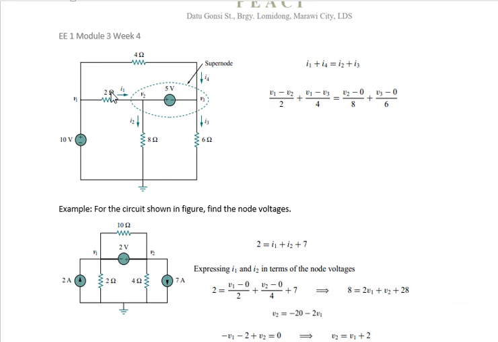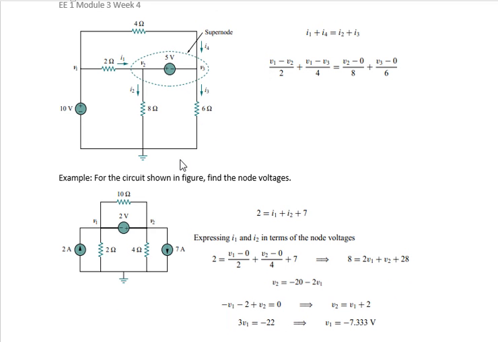So we have here, yung I1 natin is V1 minus V2 divided by 2 ohm. Then yung I4 natin is V1 minus V3 over 4, yung 4 ohm natin dito. Then yung I2 naman natin is V2 minus 0 kasi nga reference, so 0 yung voltage diyan, V2 minus 0 over 8, yung 8 ohm natin. Then yung I3 naman natin is V3 minus 0 divided by 6 kasi nga yung 6 ohm natin dito. Okay?